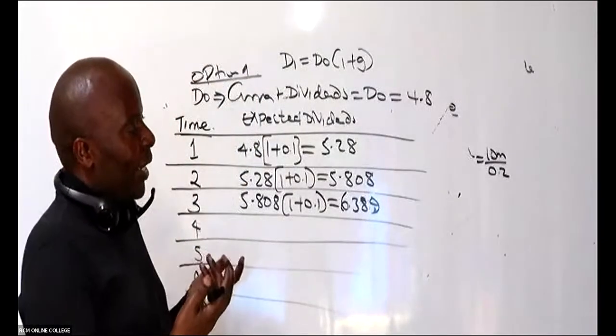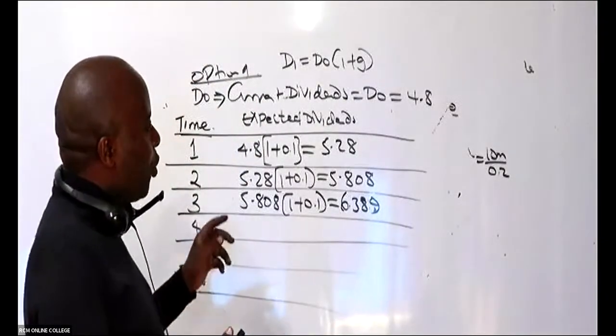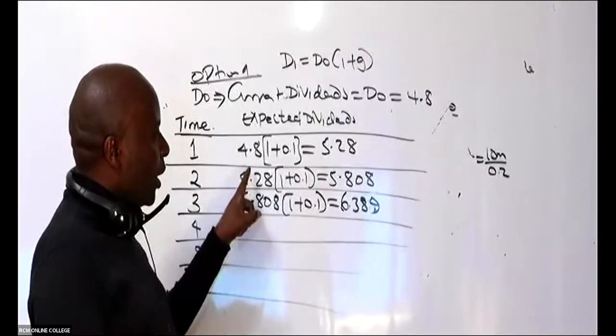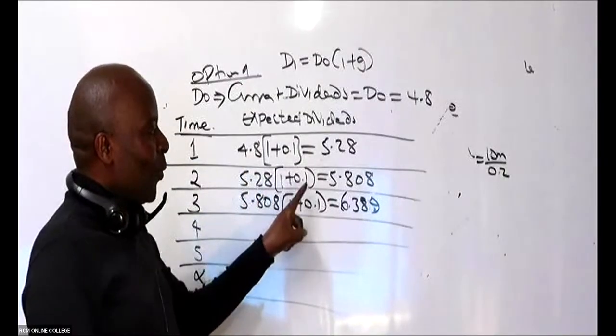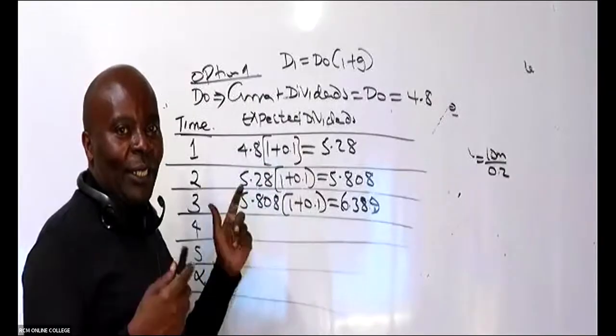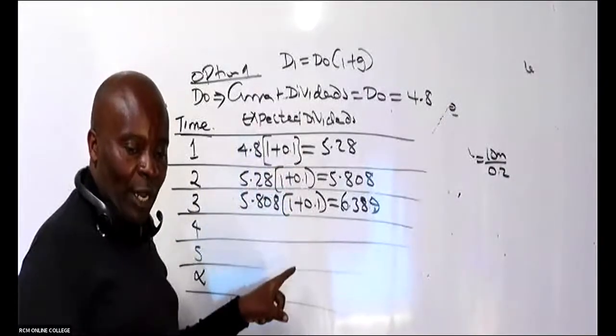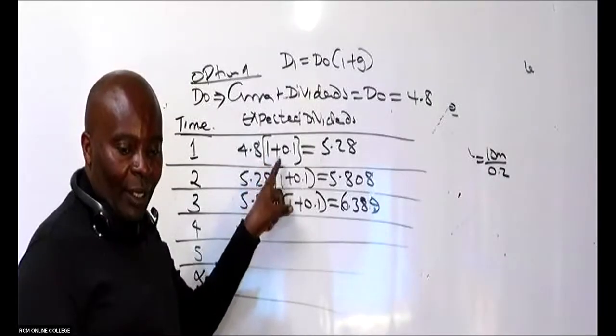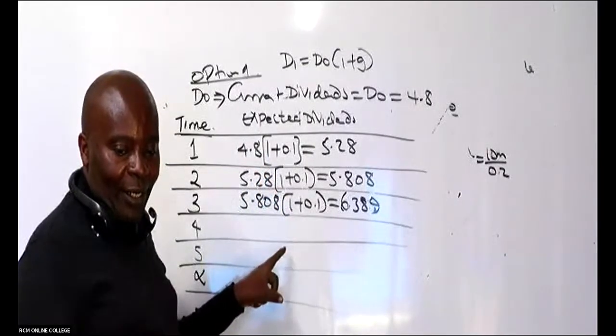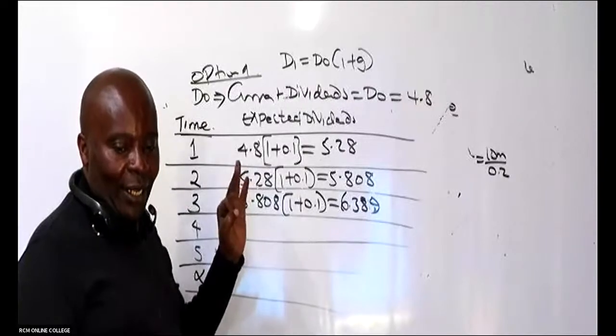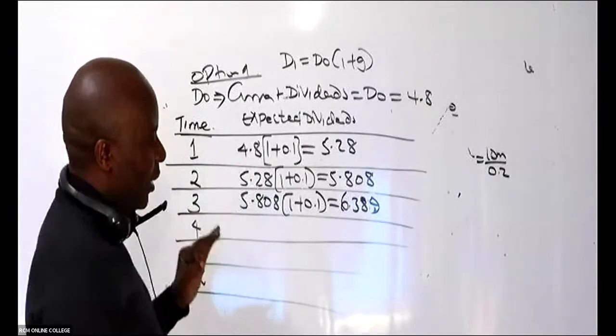Now, please listen. I'm aware, I'm a scholar, that you can say 4.8 times 1.1 squared. You get the same answer, but I prefer going the longer way. Use 3 decimal places. Yeah, 6.389. Great, thank you so much.